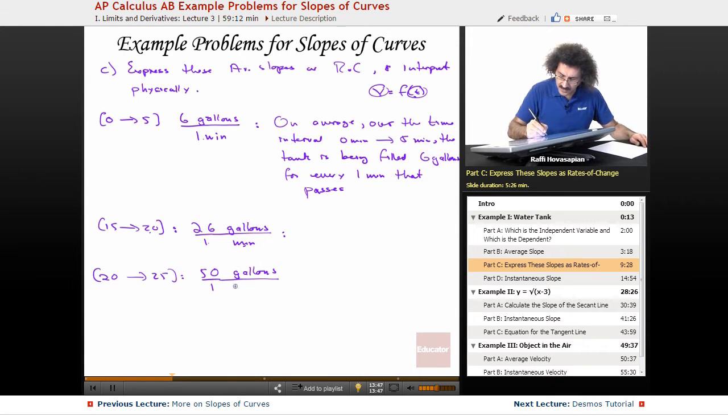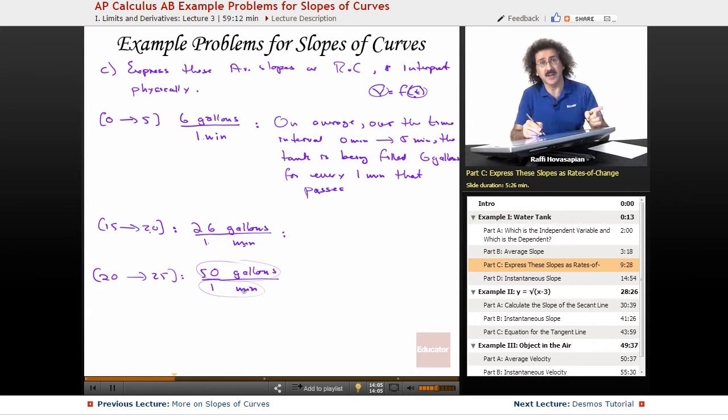Gallons over 1 minute. So during the time increment from 20 minutes to 25 minutes after I started filling up the tank, during that time, on average, for every minute that passes, I'm adding 50 gallons to the tank. The volume is changing 50 gallons per 1 minute. It's a rate of change.